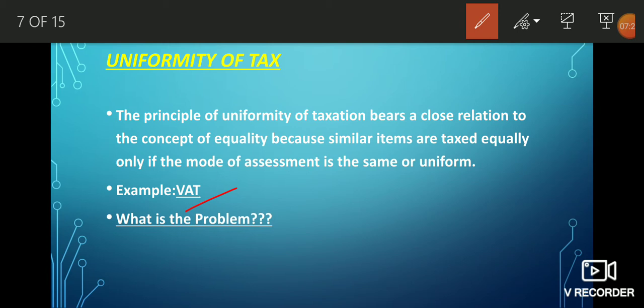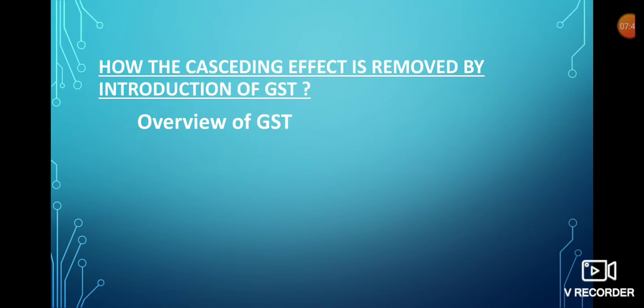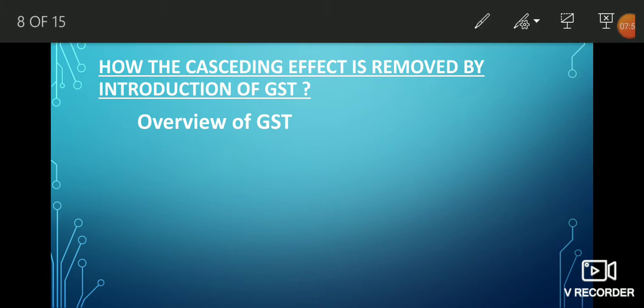Then all over India we have to pay a single tax, that is GST. GST is already introduced in India, that means in whichever state you live or stay in, that means changing the state boundary will not change your tax rate, nor will your tax name change. Then the problem of uniformity is now solved. Then we will discuss how the cascading effect is removed by the introduction of GST.